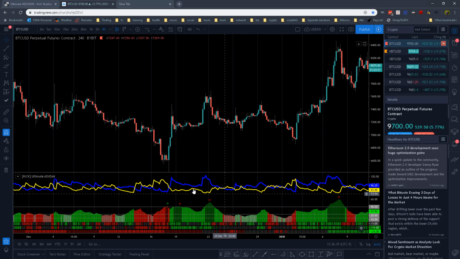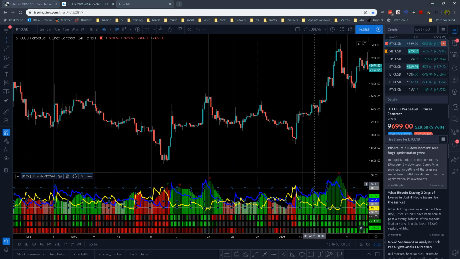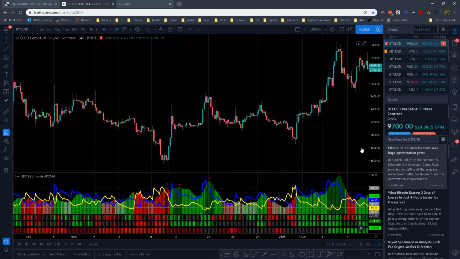Now, the absolute values of these are not actually what you see over here, because there is a setting that, again, this is for visual purposes, is offsetting this by 70 by default. So if you wanted to see the actual values, you can change this to 0. And you notice it moves these lines down into the same range as we have the ADX.